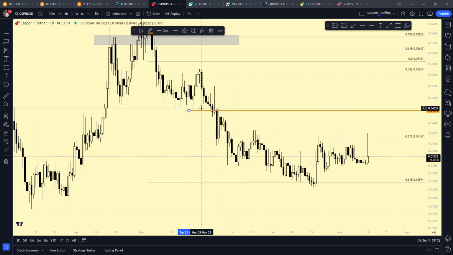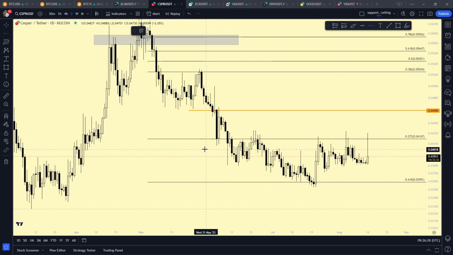Usually you do that with derivatives, or I think on perpetuals on OKX. I'm not really sure. I am quite sure that you can trade derivatives on OKX.